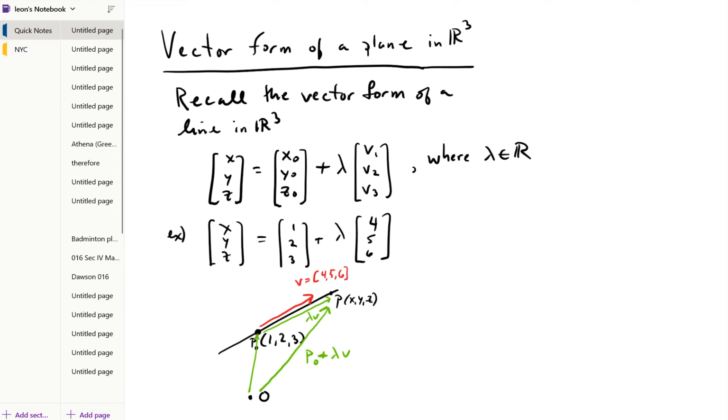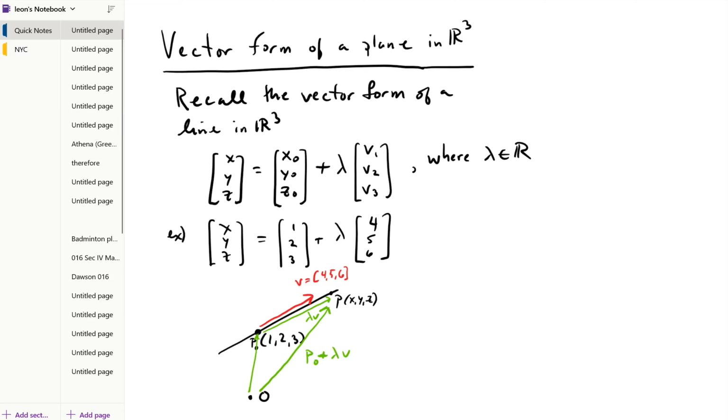Now that we have looked at the normal equation of a plane in R3, we're going to look at the vector form of a plane in R3, just like we did for lines.